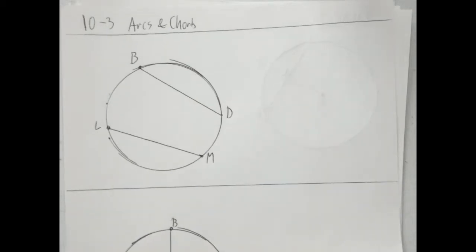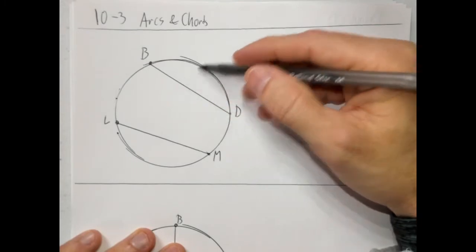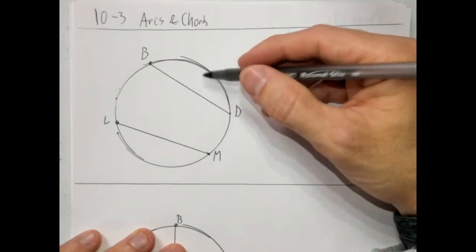Hi everybody. Today we're going to talk a little bit about arcs and chords and some of the specific relationships they have with each other. So let's jump right into it. The first thing we need to know is that there's a relationship between chords and the corresponding arcs.